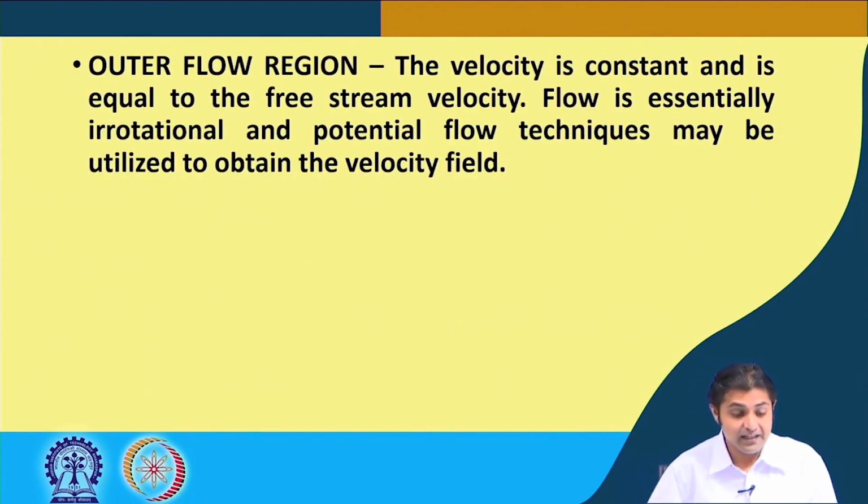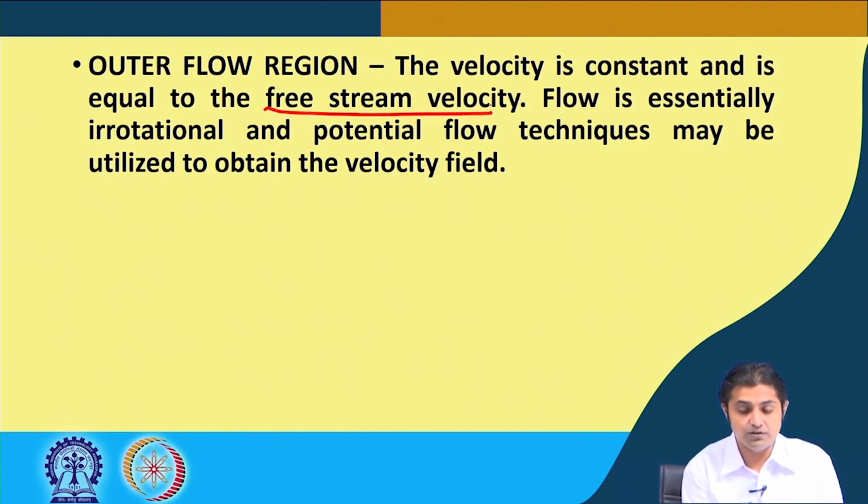Then the second region is called the outer flow region. The velocity is constant here and is equal to the free stream velocity. As I told you in the initial slides, above this boundary layer the velocity will not be affected. It will be the same as the free stream velocity, whatever velocity the flow was coming with before, the same will be maintained above this boundary layer. So, all the phenomenon that is happening is in this boundary layer.